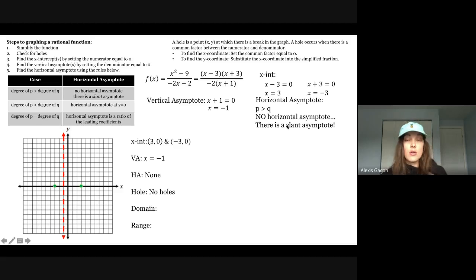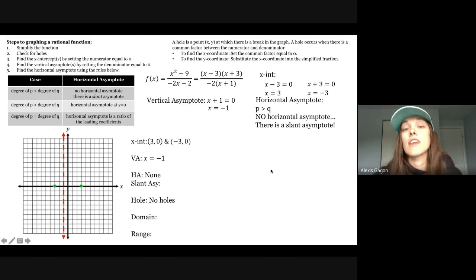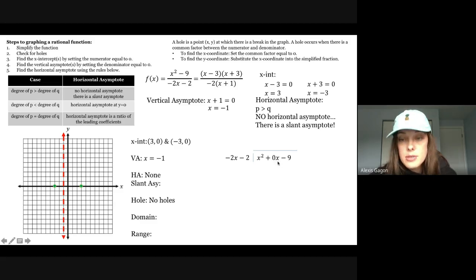Okay, is there any questions with that piece or anything to that point? Okay, and then remember when we find slant asymptotes, you have to use long division. So we're going to take that x squared, and I put a 0x in as a filler, minus 9, divide it by negative 2x minus 2.